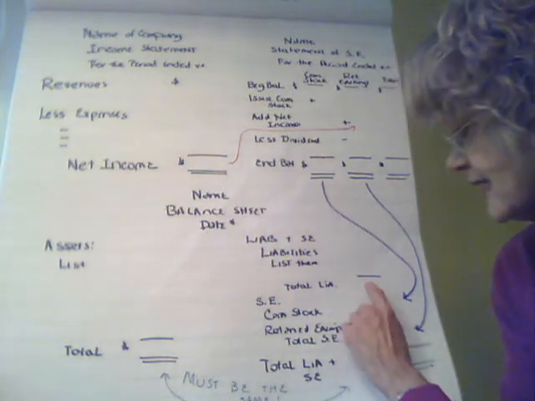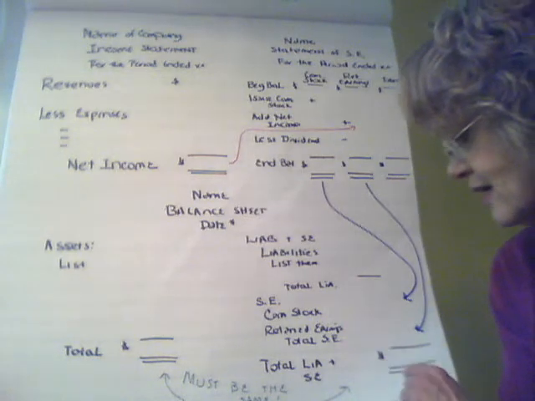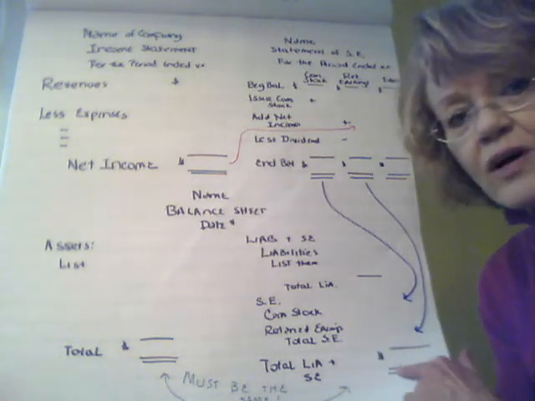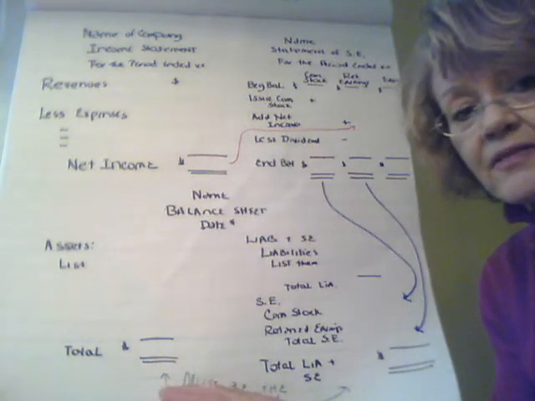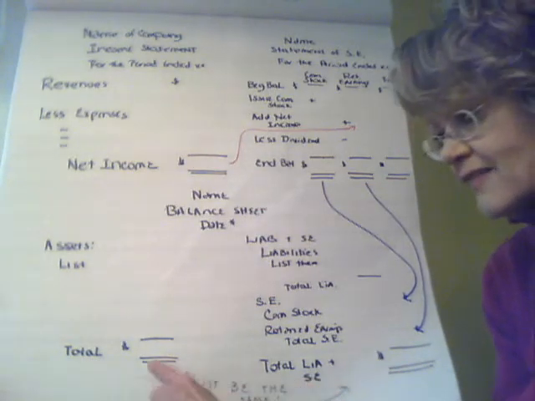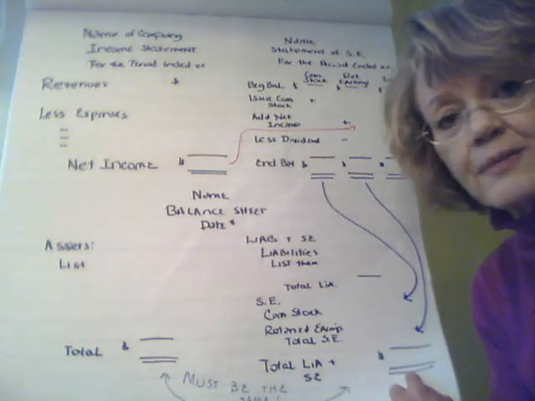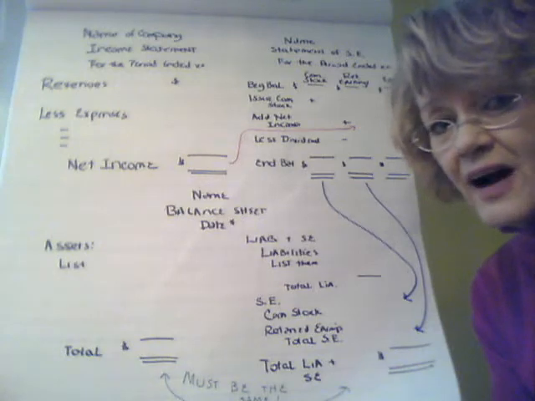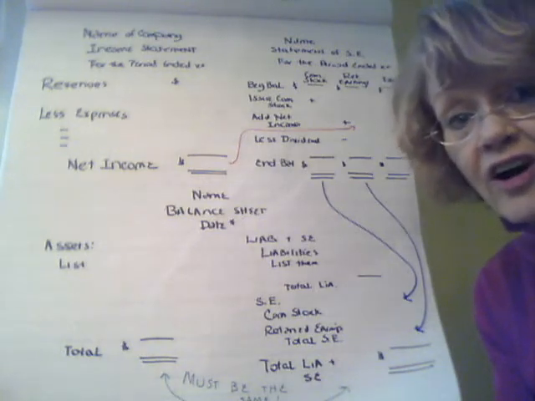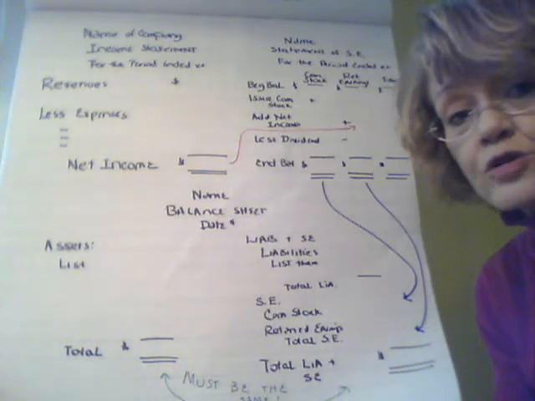So once you've got the liabilities and the total equity, you add those together, and what should happen here? These must be the same. And I have a little green arrow that says the assets must equal the liabilities and stockholders' equity. Does it mean you're 100% right? Maybe not, but you're not right if they aren't the same. So I want you to try that.